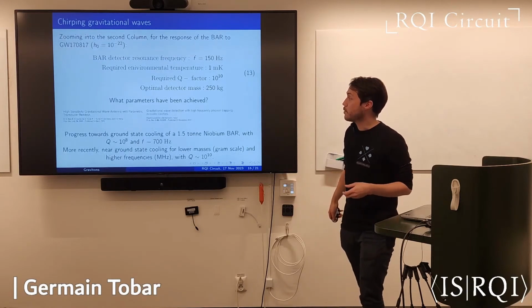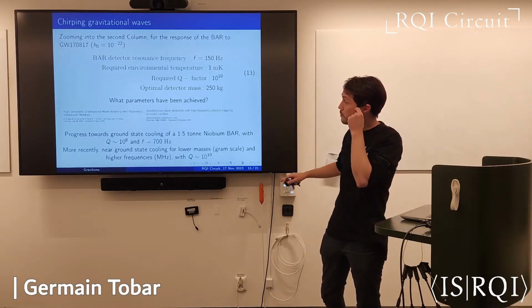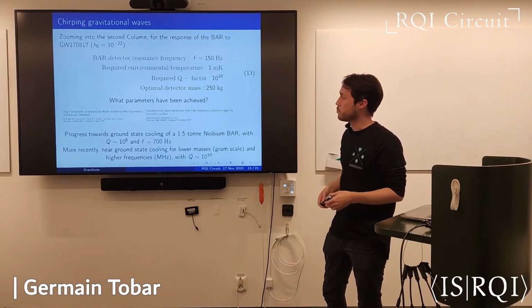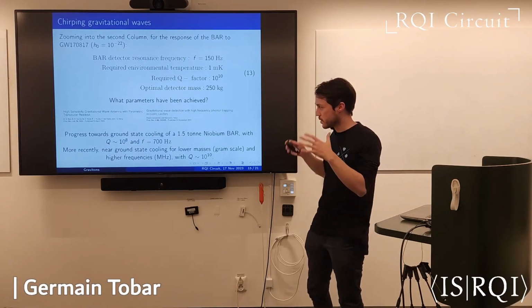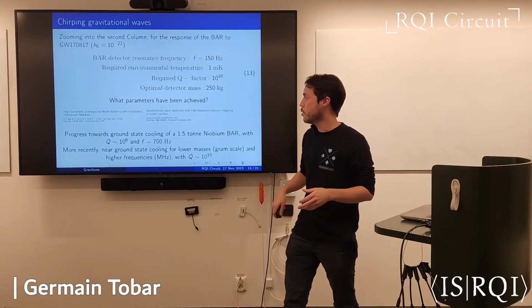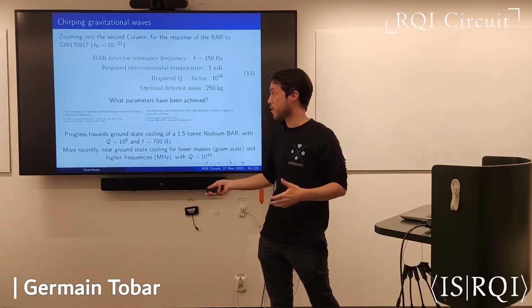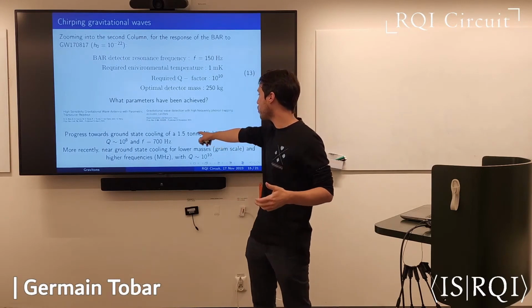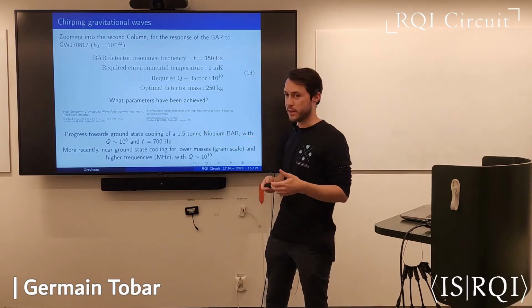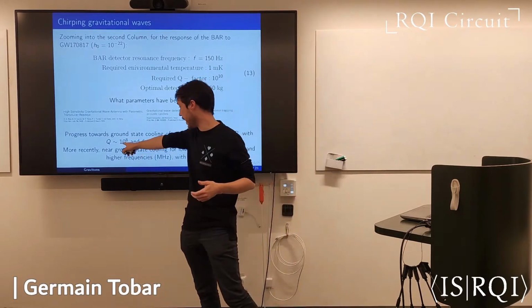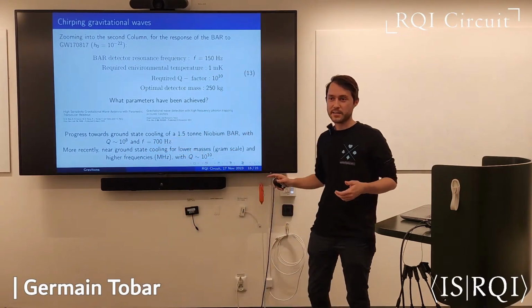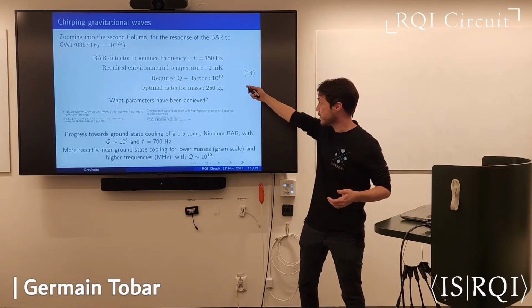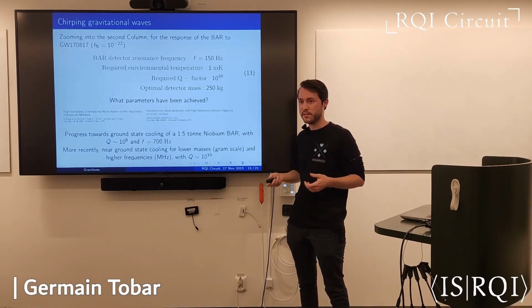So the last time these massive Weber bars were really in active use for gravitational wave detection, to the best of my knowledge, was in the 90s, before their funding got abandoned in favour of LIGO interferometers. And there they had a 1.5 ton niobium bar in Australia with a Q factor of 10 to the 8 and a frequency of 700 hertz. So if you look at that, compared to the parameters that we need, it's really not that different.